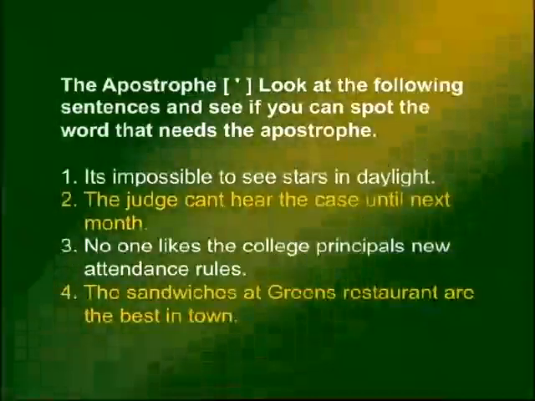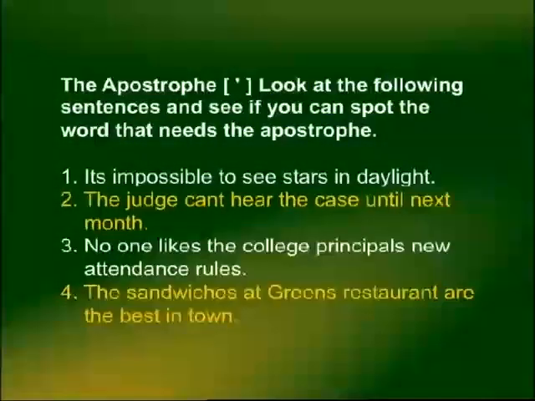Right? Look at number 4. The sandwiches at Green's restaurant are the best in town. Now, the apostrophe comes after the S in Green's. The apostrophe after the S shows that the Greens own the restaurant, right? The apostrophe is a punctuation mark with two main purposes. Number one, it is used in a contraction, showing that one or more letters have been left out of a word. Number two, it is also used to show possession, that something belongs to someone or something.